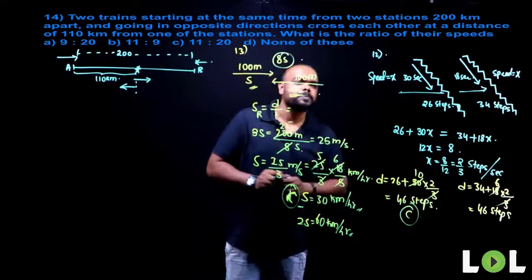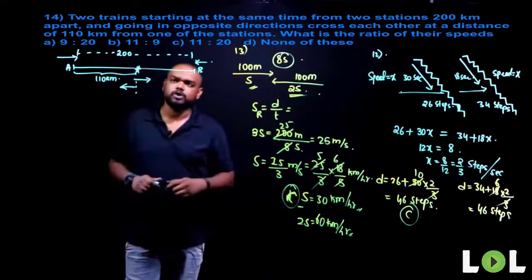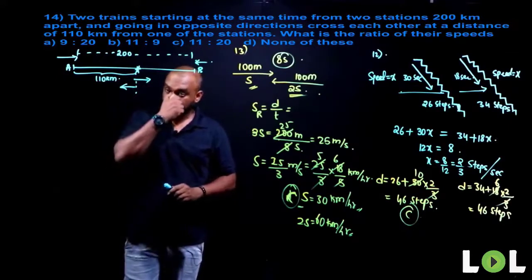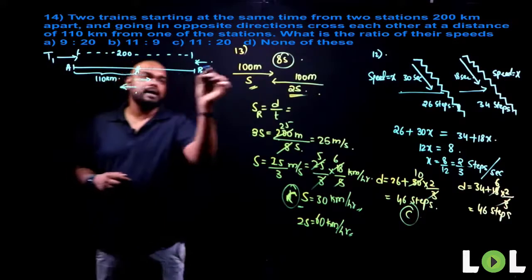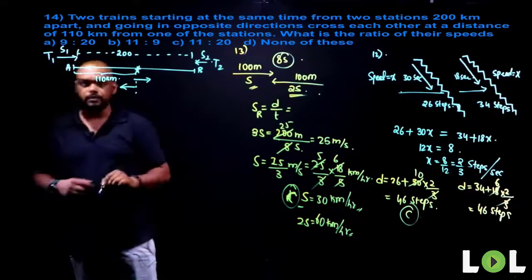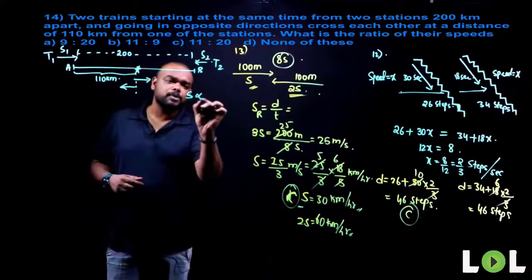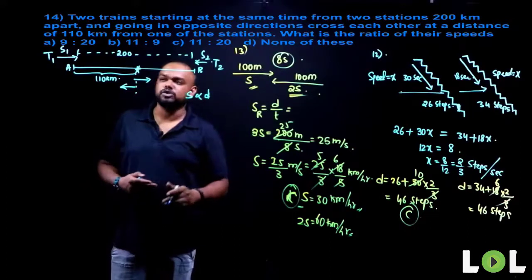What is he asking in the question? What is the ratio of their speeds? Well, guys, he's just trying to confuse you. There is nothing much here to solve. Very simple. Let us call this train 1, T1, with speed S1, and this T2, with speed S2. We know that speed is directly proportional to the distance. Speed equal to distance by time.